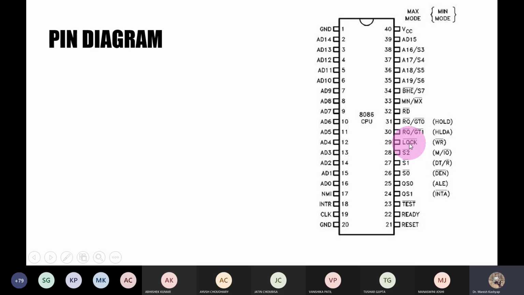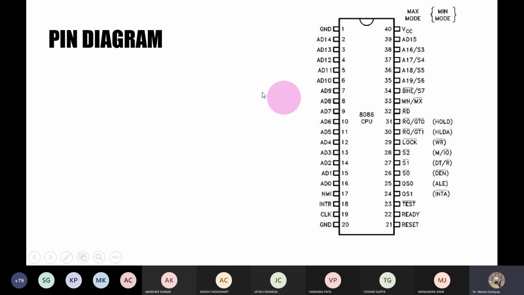Lock pin is used when this processor is performing some critical task and you do not want to give the control of your internal buses of the system to the external device. In that case, you will be locking your internal buses, and you will say that I don't want to give the control of my internal buses to any other system, because in maximum mode this will always happen.